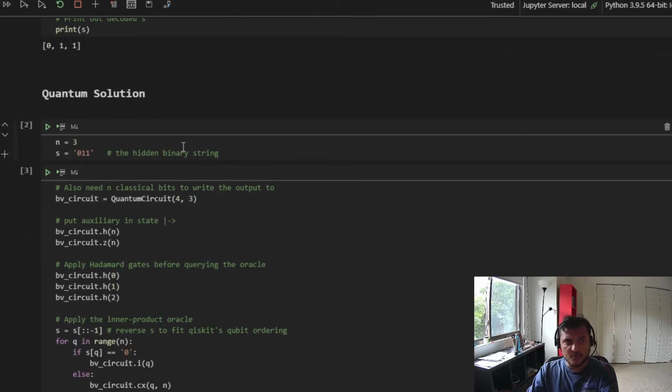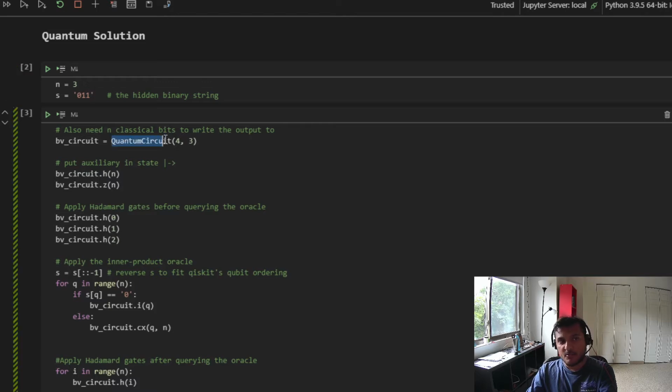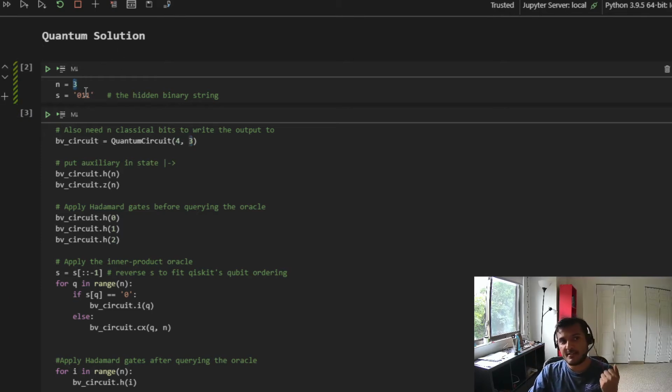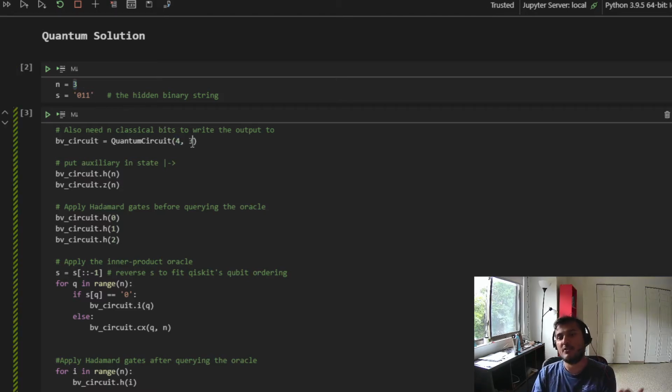Now we get to the quantum solution. Let's say it's a 3 qubit problem, and my secret string is 0, 1, 1. So first of all, I create a quantum circuit of 4 qubits and 3 classical bits. Why 4? Because it has to be 3 plus 1, because there was one auxiliary bit as well. And for each qubit you need a classical bit to store its measurement. That's why 3. We don't care about the auxiliary bit, but you can keep that around.